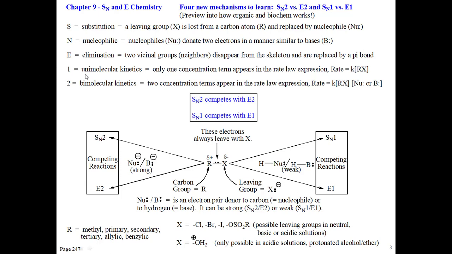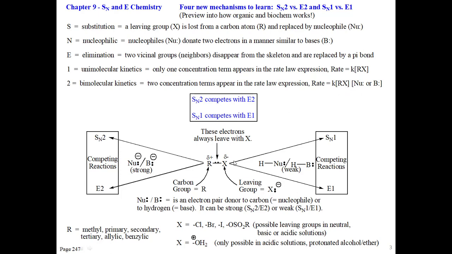1 will stand for unimolecular kinetics, which means there's only one thing involved in the slow step of the reaction that will show up in the rate law. So down here, that would be the bromoalkane, or what I sometimes call the RX compound. So the rate will only depend on how fast that can react. 2 stands for bimolecular kinetics, meaning there's 2 concentration terms in the rate law. So the RX compound, or the bromoalkane, will always be involved. But in this case, when the nucleophile is minus charged, it will also participate in the reaction. And so both of those things will determine the rate.